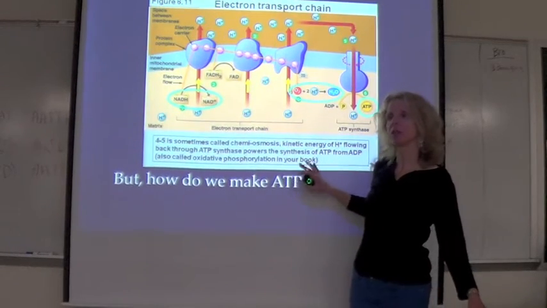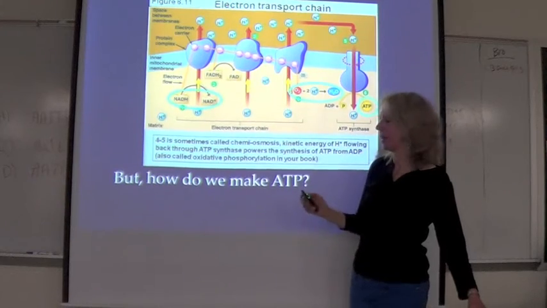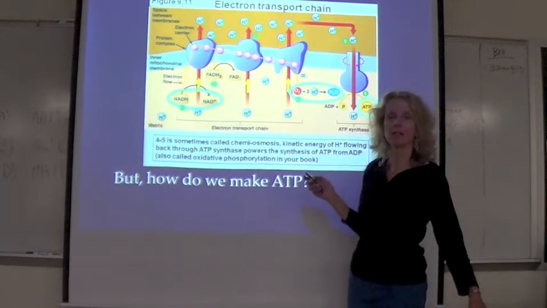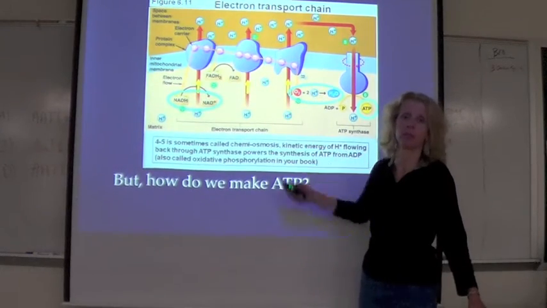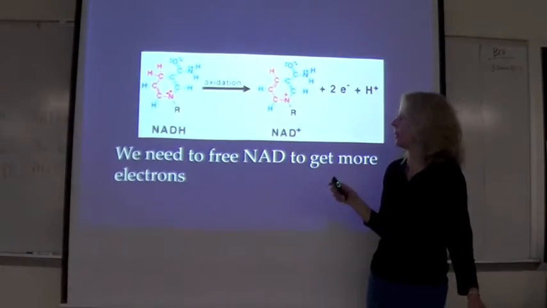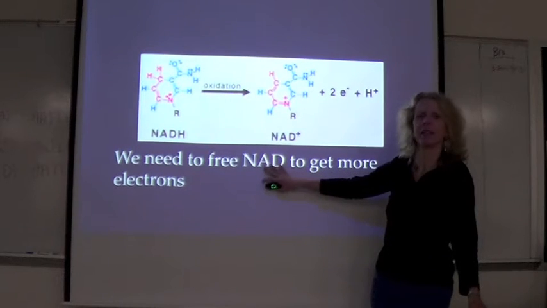This is a concern in two cases. One is in us when we can't get enough oxygen. The other is for organisms that don't have electron transport chains or mitochondria. So let's look at that. We need to get the NAD freed up.